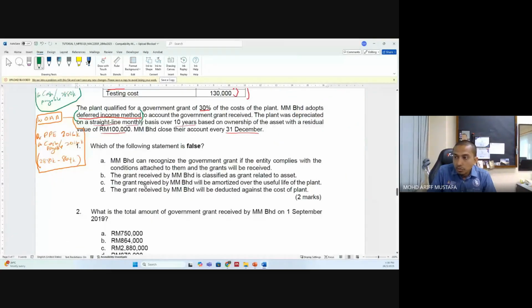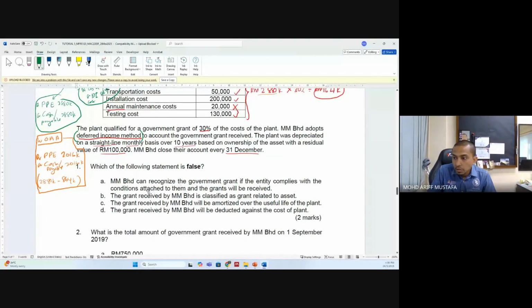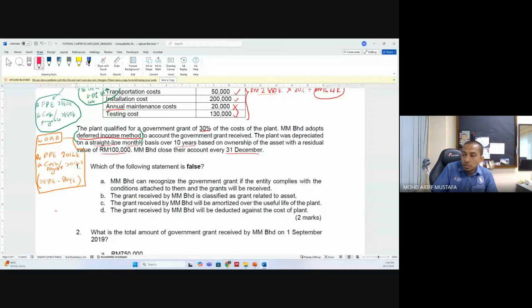Right. So now, which of the following statements is false? The question focuses on false, salah. Berhad can recognize the government grant if the entity complies with the conditions attached to them and the grant will be received. This one is correct, right? Betul lah. They want the one that is wrong, so this one is not the answer.